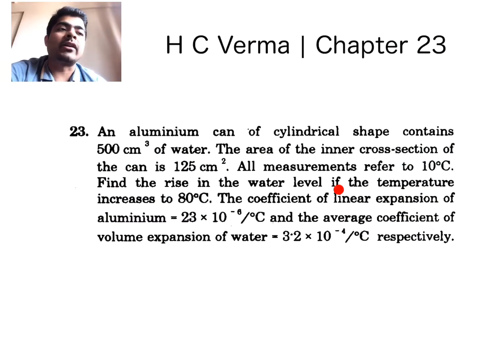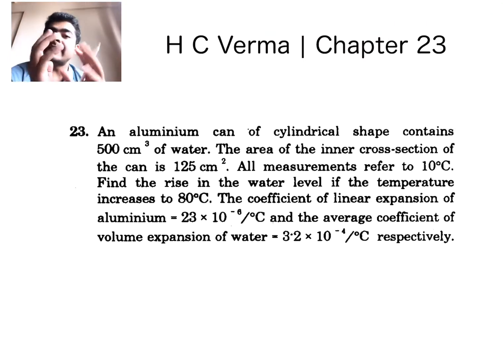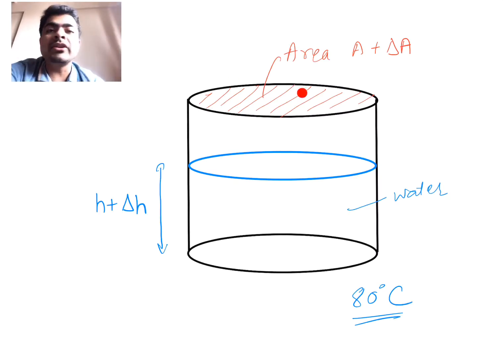Find the rise in the water level if the temperature increases to 80 degrees Celsius. The coefficient of linear expansion of aluminium is 23 into 10 power minus 6 and the average coefficient of volume expansion of water is given. So the new temperature is 80 degrees Celsius. Because you are increasing the temperature, the container will expand, and water will also expand. So let's say the new area of the container is A plus delta A, and the water is expanding in volume, so the height of the water now is H plus delta H. This is at 80 degrees Celsius. So what are the values of delta A and delta H?